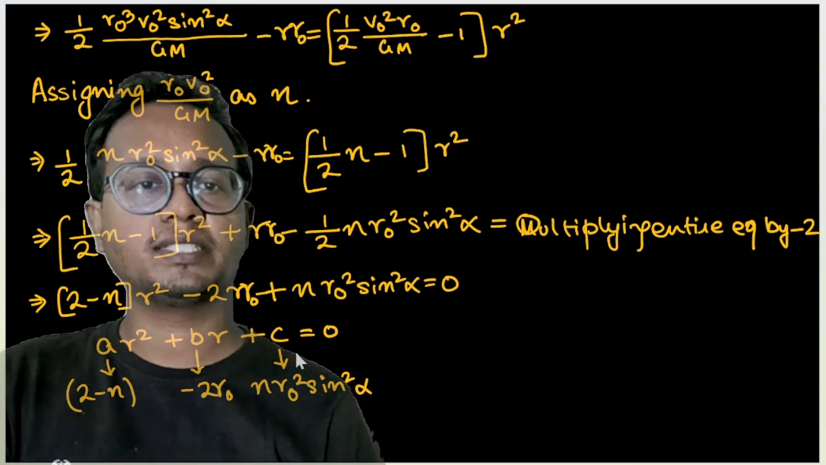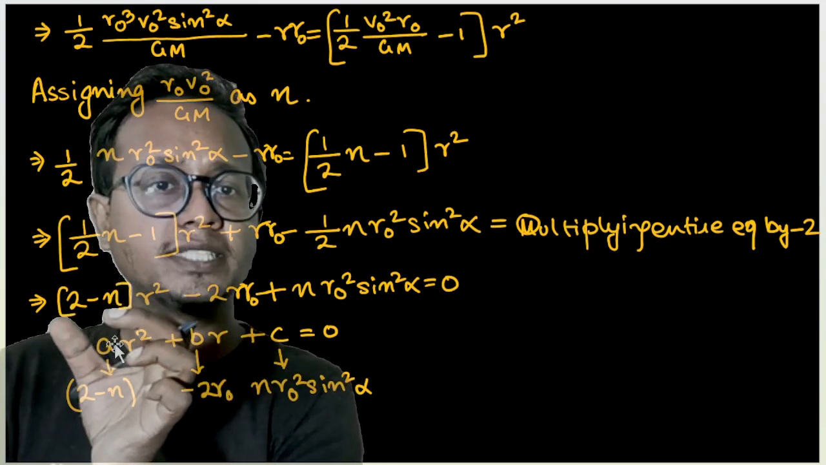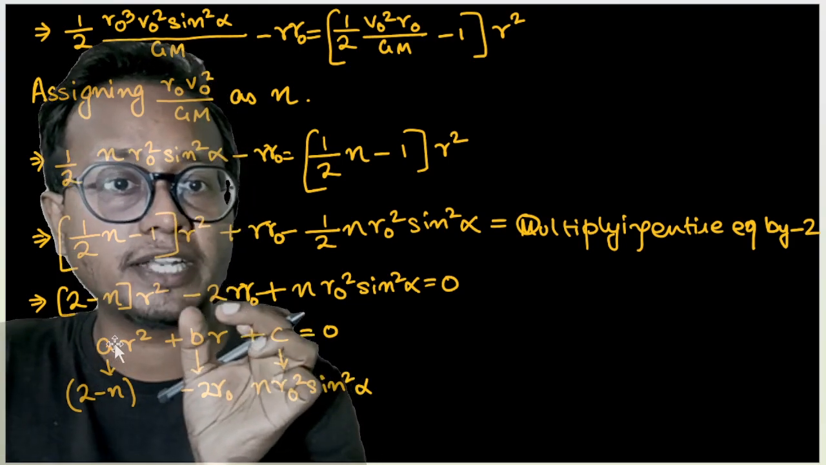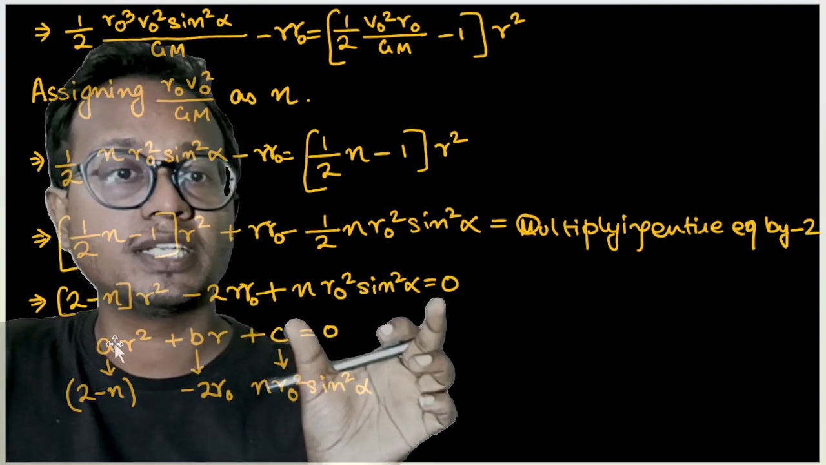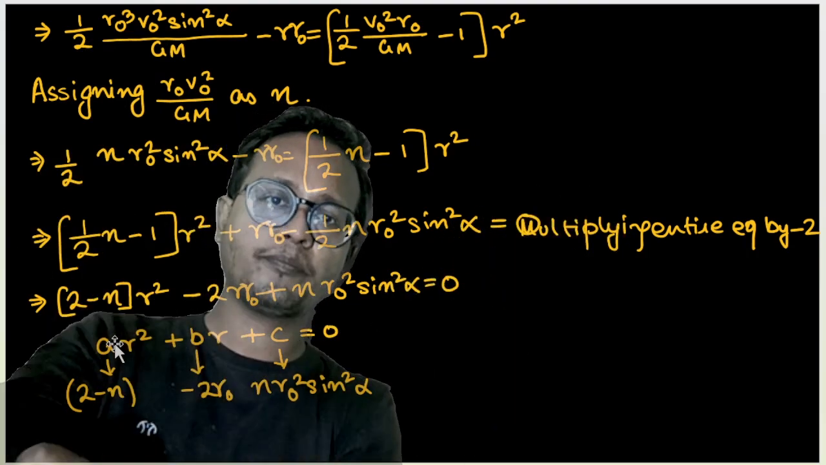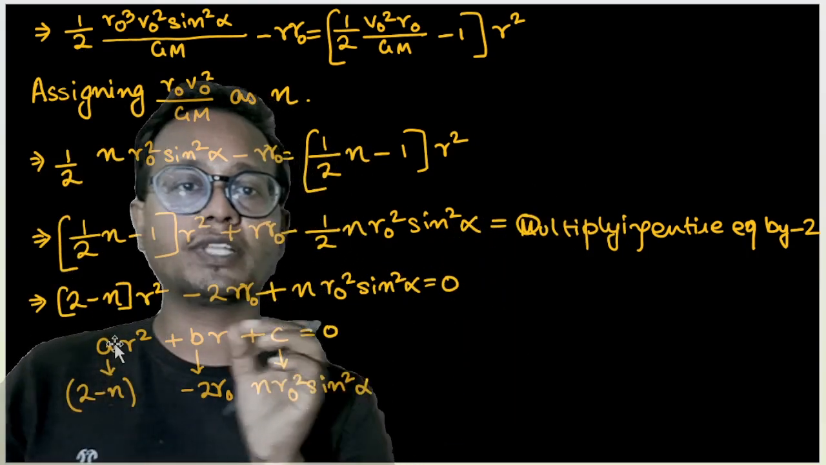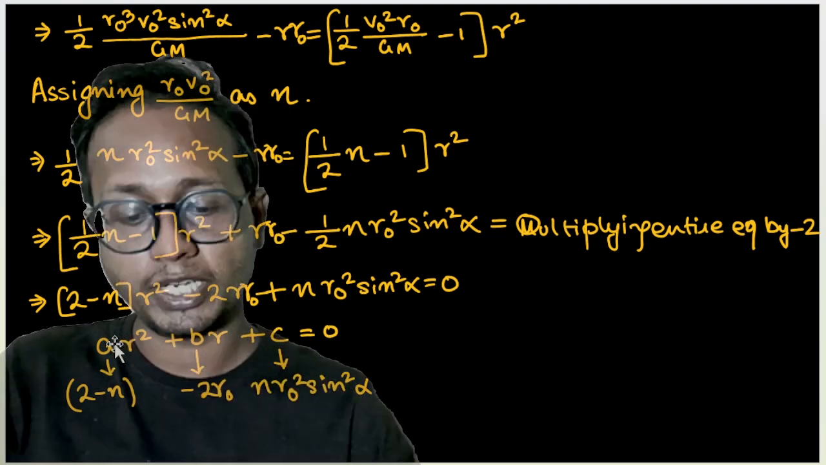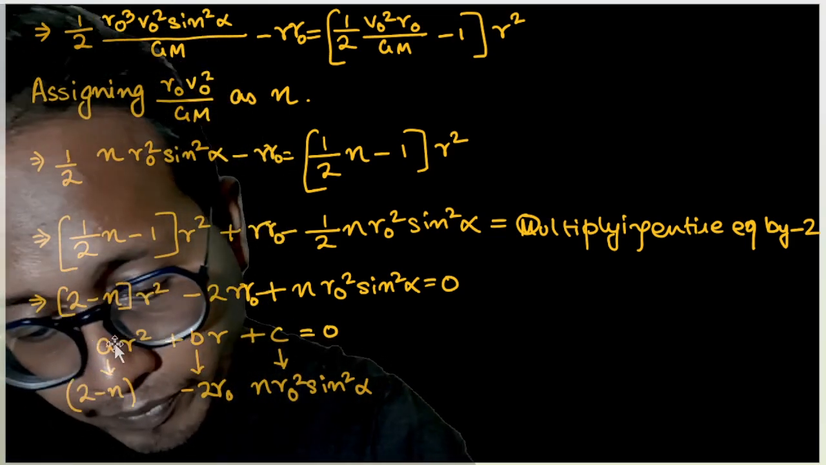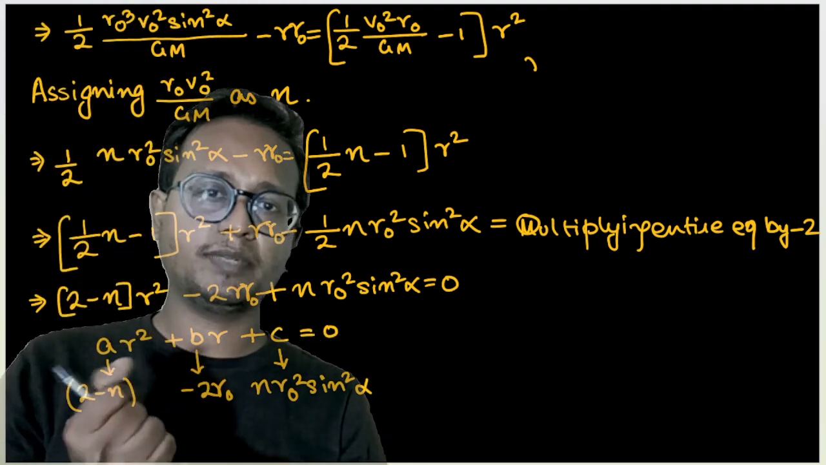ar square plus br plus c. This is the quadratic equation. The value of a here is nothing but 2 minus n. The value of b here is nothing but minus 2 r naught. The value of c here is nothing but this entire term, n r naught square sine square alpha, isn't it? So I got this term. Now I just have to solve for the value of r using the formula for the quadratic equation. We already know that r, or the value of the quadratic equation. Just let me find my pen.